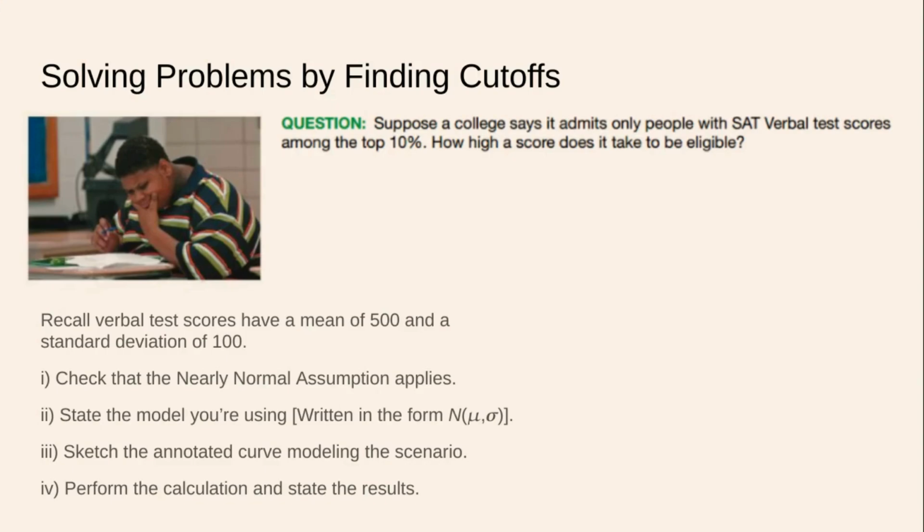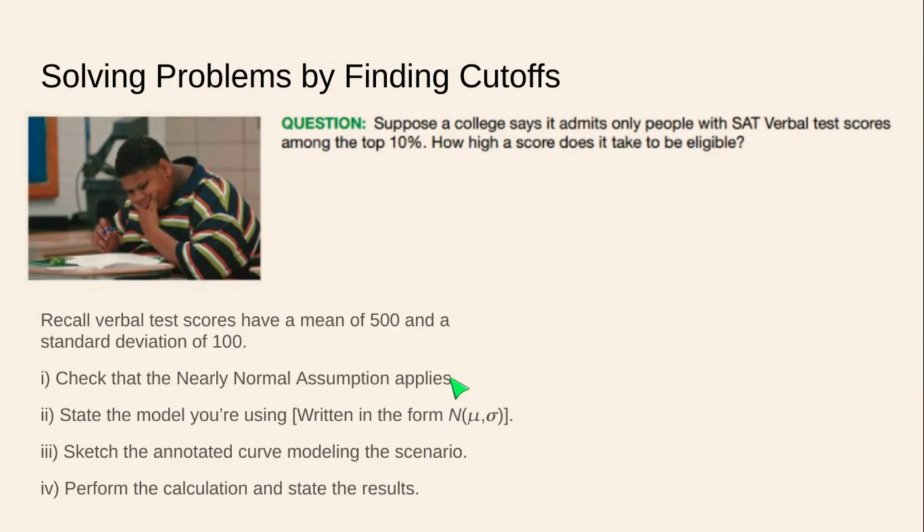Welcome back, AP Stat. We're going to be solving problems by finding cutoffs to start our last of 4 sections of Chapter 5. So, suppose a college says it admits only people with SAT verbal test scores among the top 10%. How high a score does it take to be eligible? Recall that verbal test scores have a mean of 500 and a standard deviation of 100.